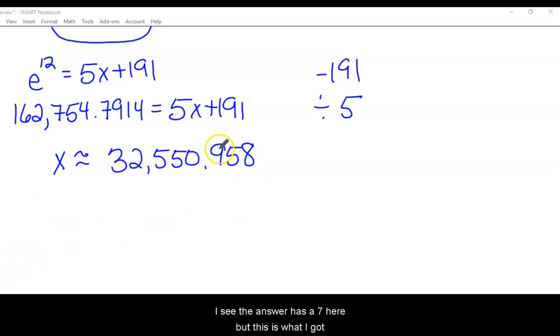Okay, so when I look back, I see that they have a 7 here, but this is what I got. Check and see if you get the same thing that I got. And I don't remember when I worked this if I used this specific number or if I left my answer in the calculator and then subtracted and divided. So see what you get and tell me if you got something different.